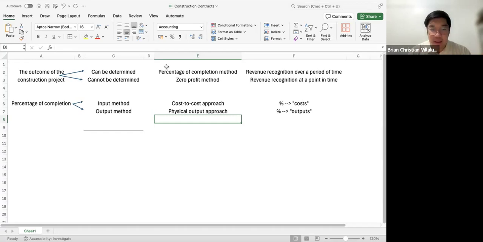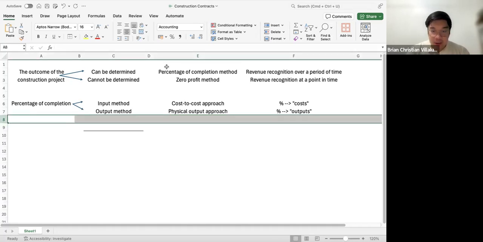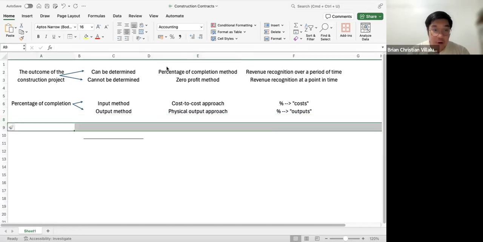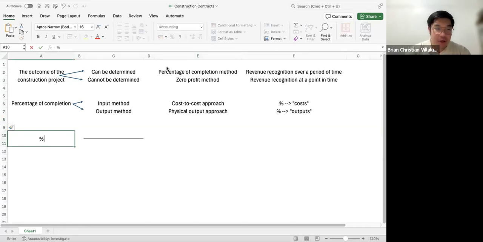Now, typically in this topic, ang usual na ginagamit nating method diyan ay yung cost to cost approach. So that's why ang magiging main focus muna natin would be your percentage of completion based on cost. So bibigay ko ang ating first formula in computing the percentage of completion. So how do we compute for the percentage of completion using the cost to cost approach?